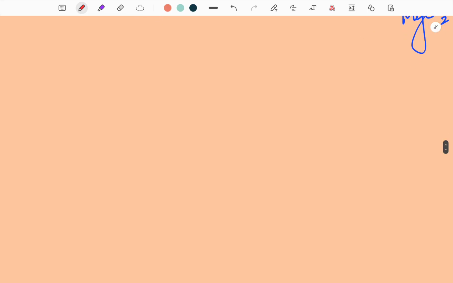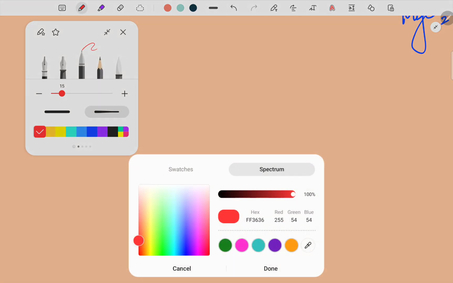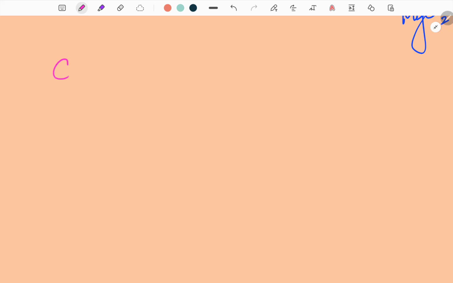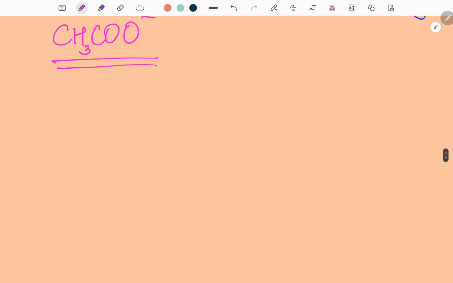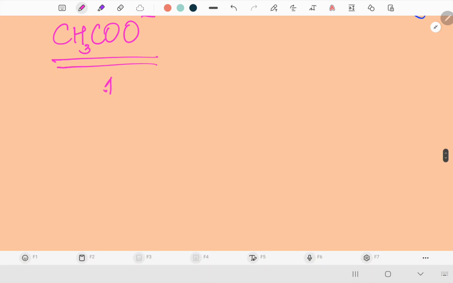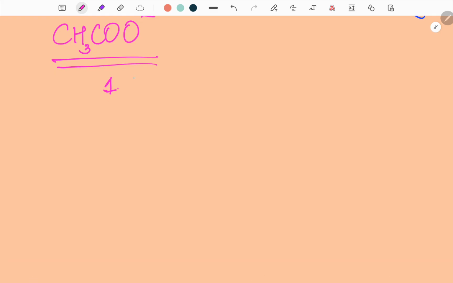Now we have to look at the confirmatory tests for the next ion, which is acetate. So next we have acetate ion. Now for acetate ion, you have two tests again. The first one is the neutral ferric chloride test.